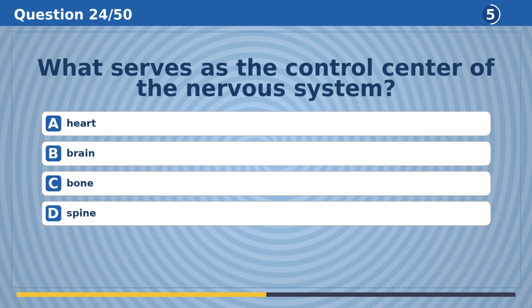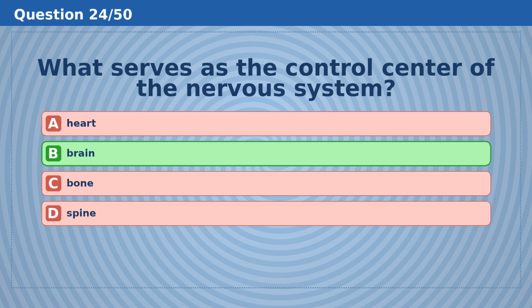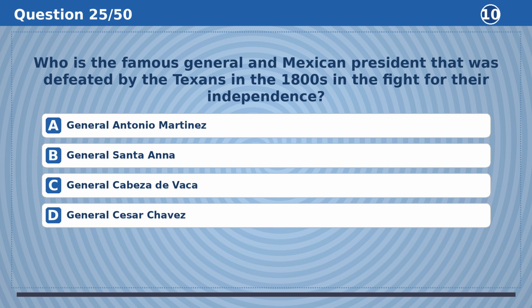What serves as the control center of the nervous system? The answer is B, brain.